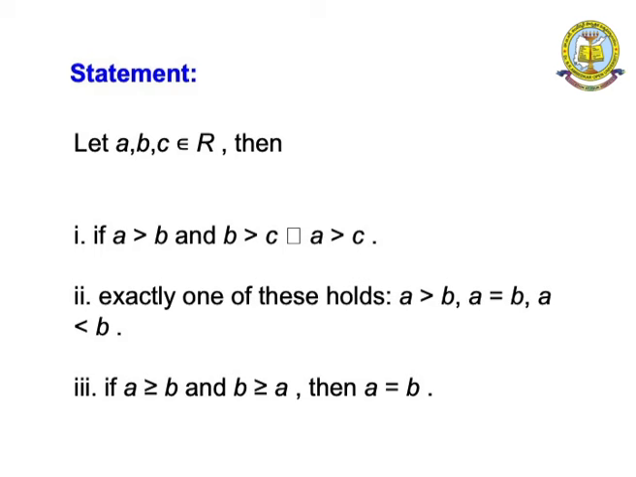Let a, b, c belong to R. Then if a greater than b and b greater than c, it implies a greater than c. Similarly, for any two elements, either a is greater than b, or a equals b, or a is less than b. One of the elements must be greater, or one must be less, or both must be equal. This property is known as the law of trichotomy. Similarly, if a is greater than or equal to b and b is greater than or equal to a, then a equals b.